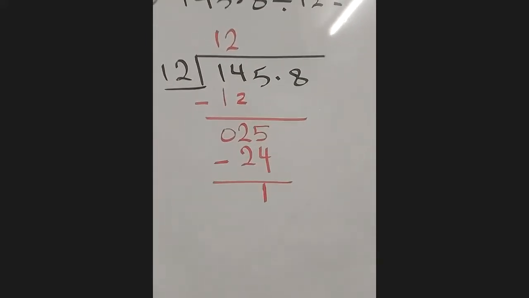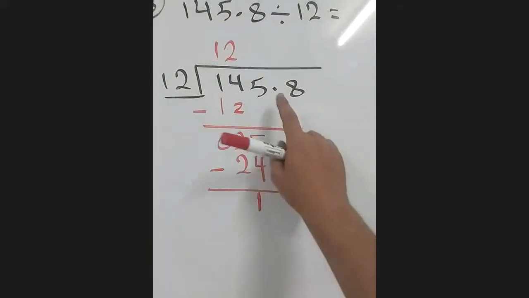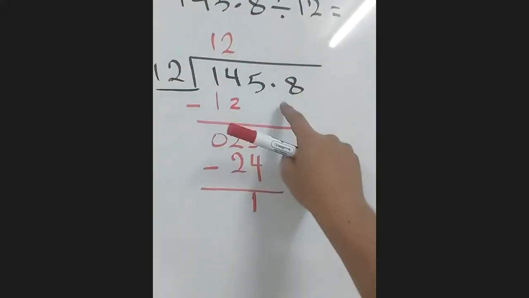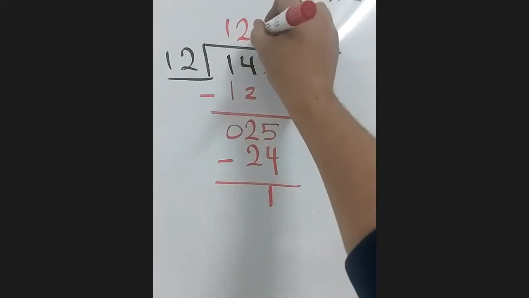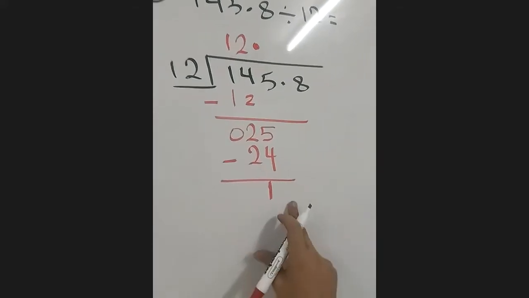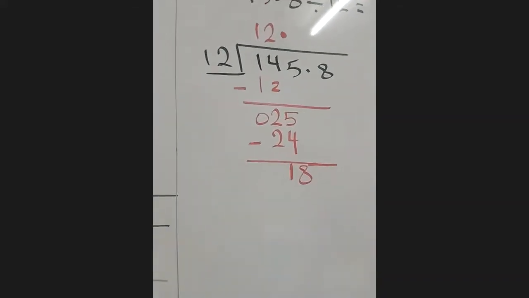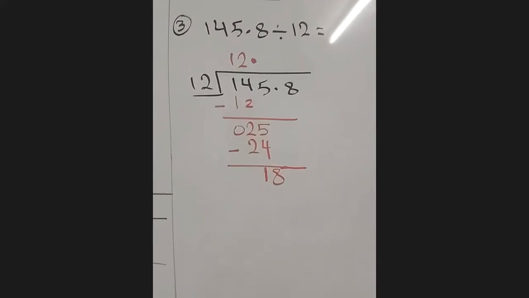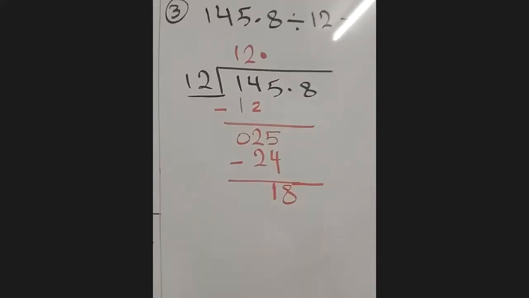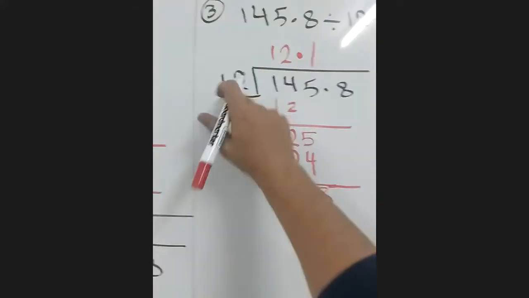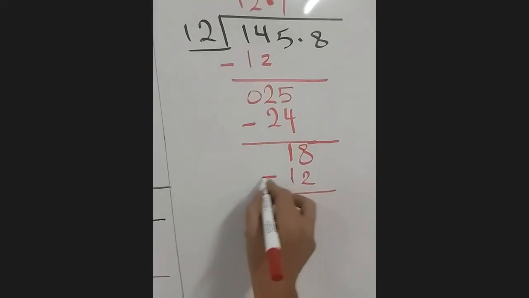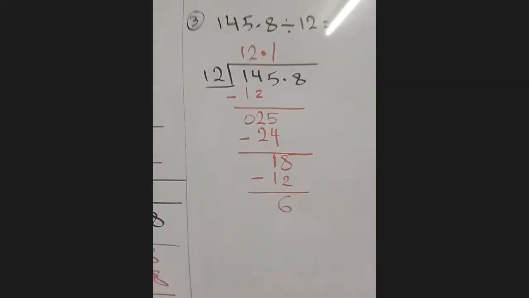Then we will put the decimal up. Now we get the decimal, we put it up directly. And we bring the 8 down. Now we have a new number, 18. So we'll take 1. 1 multiplied by 12 is 12. Subtract. 6. Stop.